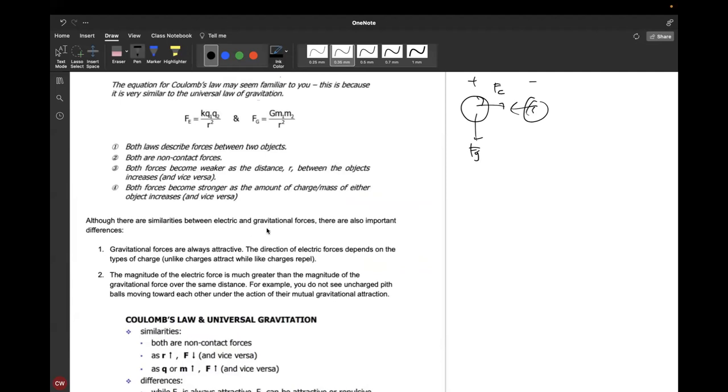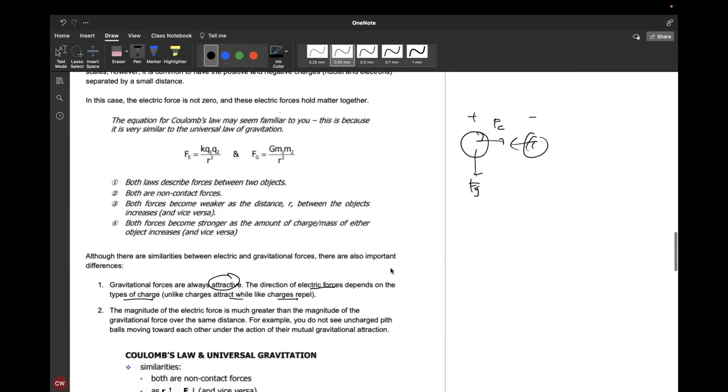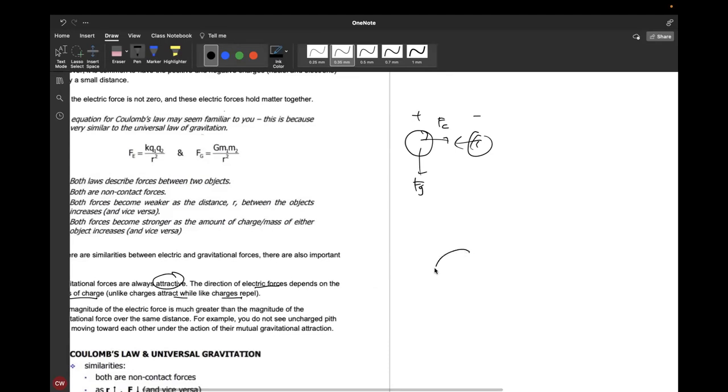Okay, in here they talk about the similarity. Gravitational force is always attractive. The direction of electric force depends on the type of charge. Sometimes attract, sometimes repel. The magnitude of the electric force is much larger than the magnitude of the gravitational force over the same distance. For example, you won't be able to see uncharged pith balls moving towards one another under the action of their mutual attraction. Gravitational force is always attractive, you are always falling towards the center of the mass.